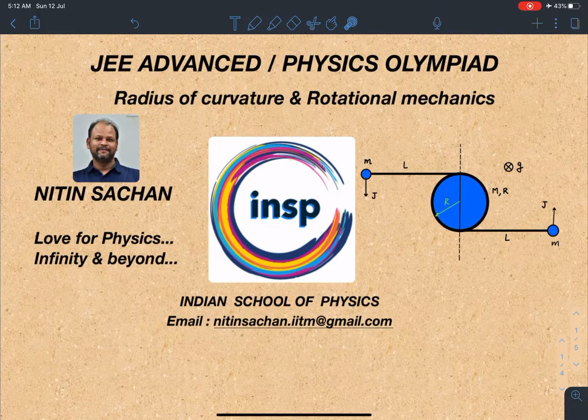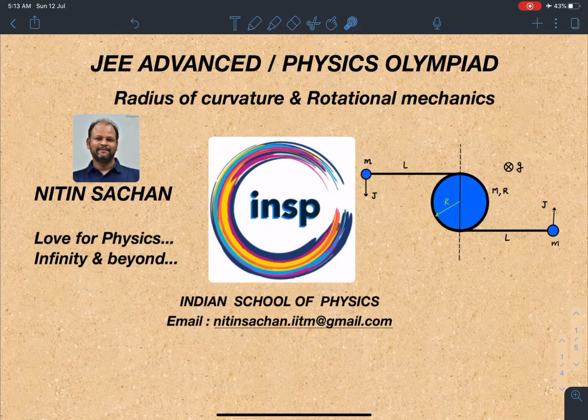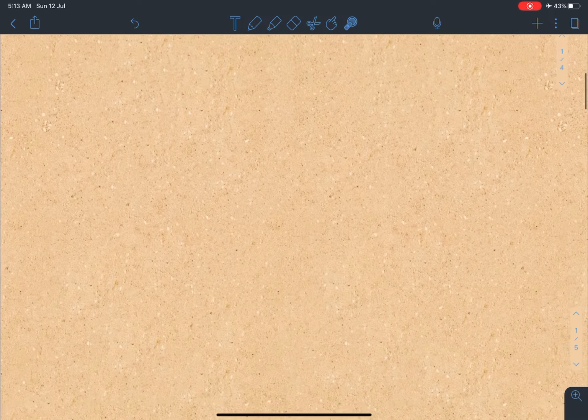This is Nitin here and I have come up with another very interesting problem in rotational mechanics. As you can see in the diagram here, this is the diagram involved for the problem and it's a polyconceptual question, involves radius of curvature and rotational mechanics concepts. So let's go to the statement of this problem, and it's a very interesting problem also and very important concepts as well. So let's see here.